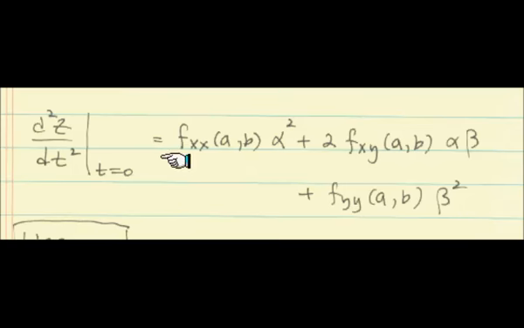This is what we wanted to know, the value of the second derivative at 0. Before you plug in t equals 0, there's supposed to be x and y there, where we still have that line equation in it. But if you plug in t equals 0, that only picks up this alpha and beta part. So that's the value of the second derivative at 0.